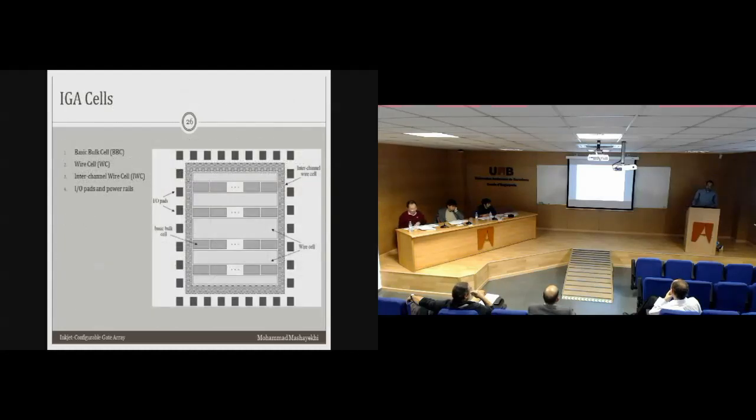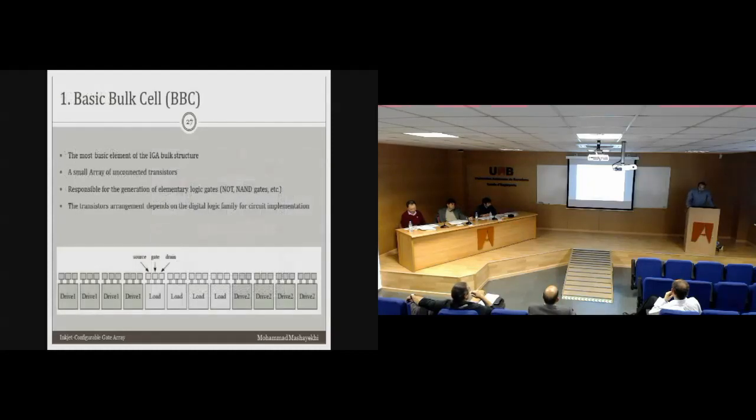So going back to the different cells of the IGA, I will start with the basic bulk cell. We call it BBC. The basic bulk cell is the most basic and mandatory element of the IGA structure, which is a small array of unconnected transistors, and they are responsible for building basic, elementary gates like inverters, NANDs, NORs, and so on.